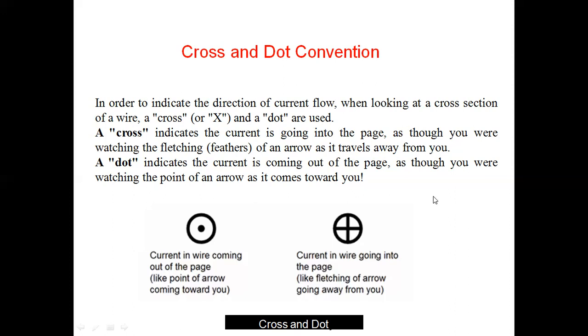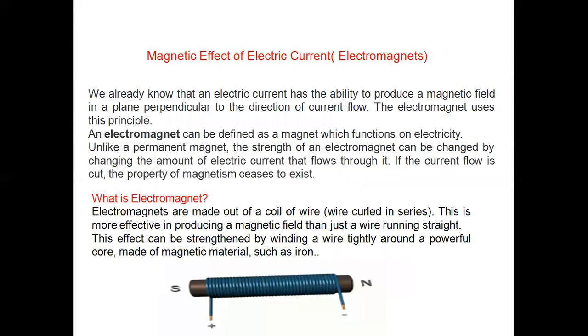In this way, the dot and cross convention is used for indicating the direction of current when looking at a cross section of a wire, so the cross and dots are always mentioned there. Now, what is the magnetic effect of electric current? In simple language, what is an electromagnet?